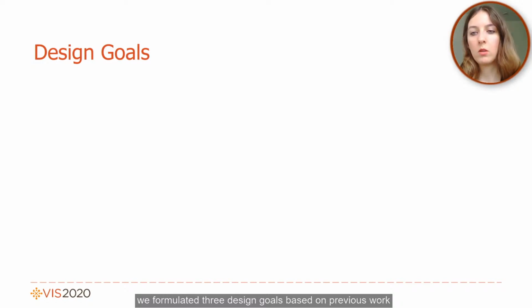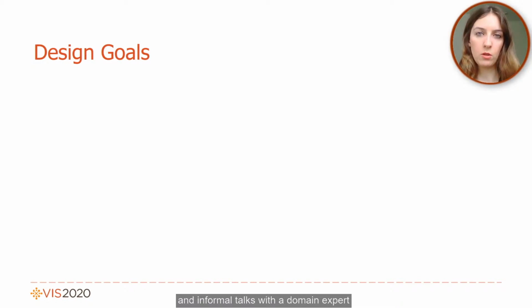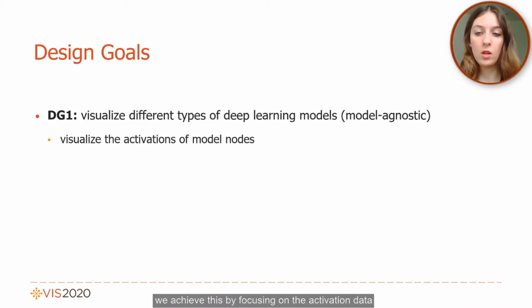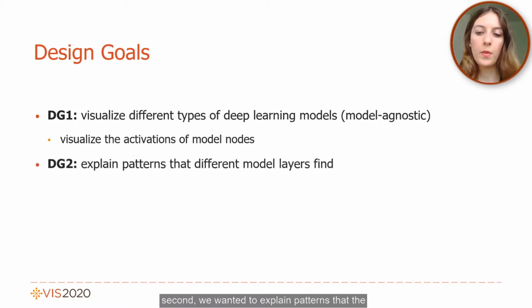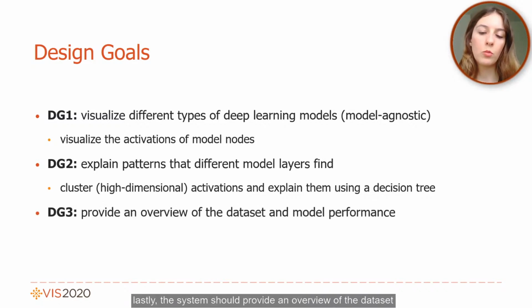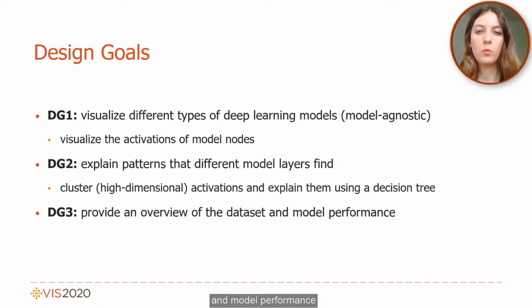We formulated 3 design goals based on previous work and informal talks with a domain expert. First, we wanted the system to be able to visualize different types of deep learning models, since we have different types of deep learning models at our disposal. We achieved this by focusing on the activation data, which is present for any kind of deep learning model. Second, we wanted to explain patterns at the different layers of the model. To accomplish this goal, we cluster the high-dimensional activations and explain them using a decision tree, which is trained to predict the clustering result. Lastly, the system should provide an overview of the dataset and model performance.